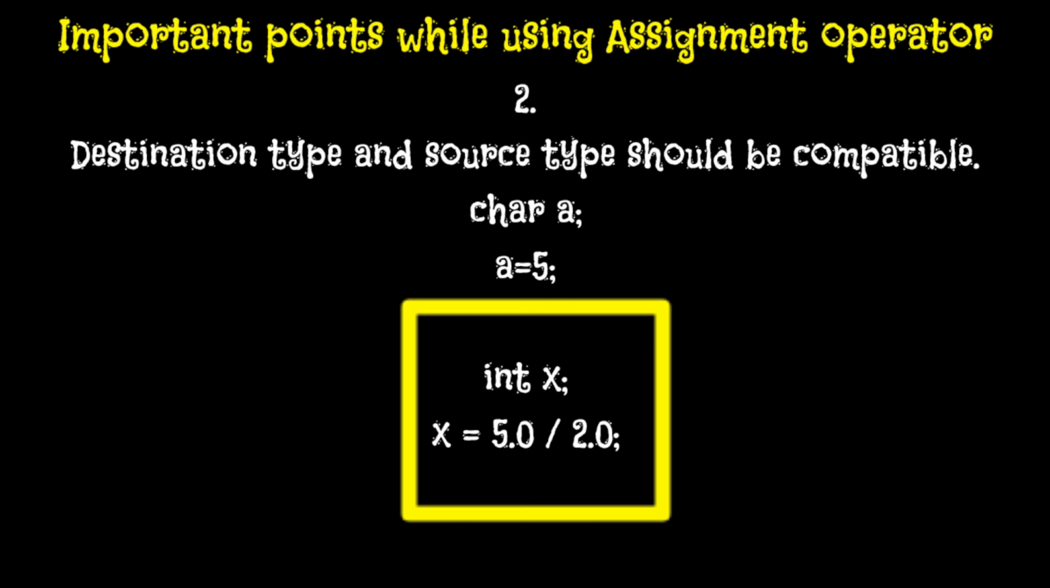Next example, int x. This variable is an integer and it can hold only integer values, meaning without a point. And now I am assigning x = 5.0 / 2.0. So this division will be computed and the result will not be stored properly in the variable. Here the division result will be 2.5, but x is not capable of storing 2.5 because it is integer type. So x will store only 2 and 0.5 will be lost.